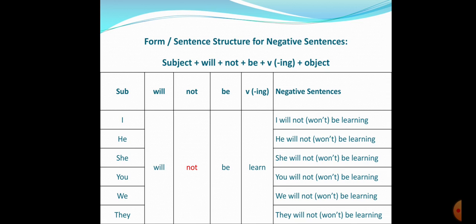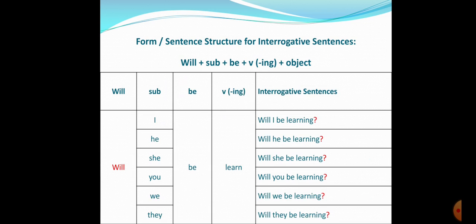Easy? Great. Now let's look at the interrogative sentences. Will at the beginning with a capital W plus subject plus be plus ing form of verb. So you get will I be learning, will he be learning, will she be learning, will you be learning, will we be learning, will they be learning. Understood, student? Easy? Great. So here we have completed the future continuous tense also.